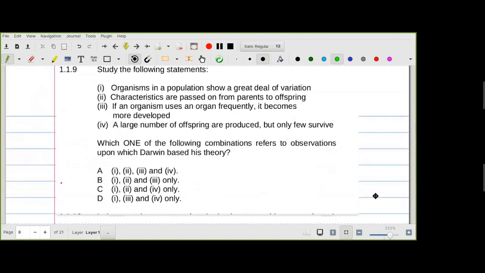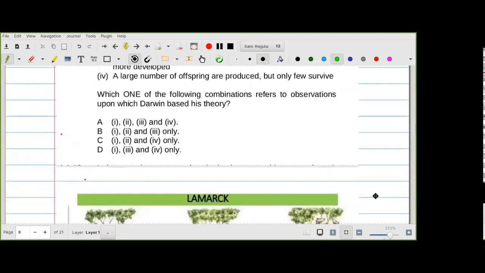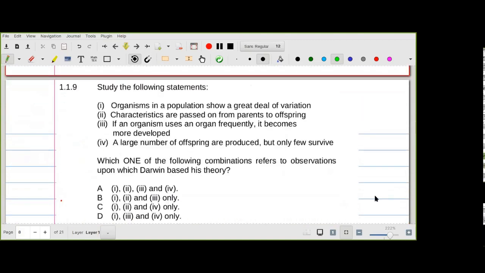1.1.9, study the following statements. Organisms in a population show a great deal of variation. Characteristics are passed on from parents to offspring. Okay, no problem with that. If any organism uses an organ frequently and it becomes more developed, yes, that's true. But now I'm starting to see they're comparing Lamarck and Darwin over here. Lamarckism and Darwinism.